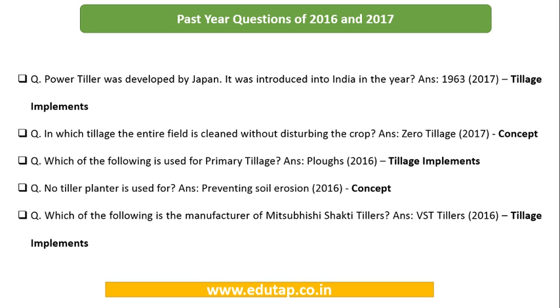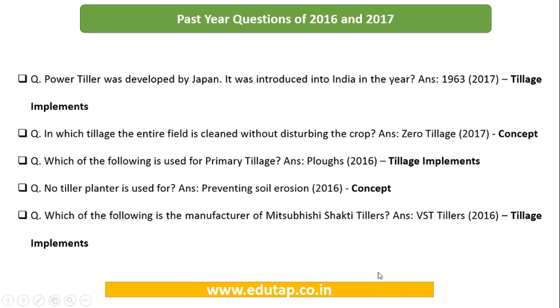So the first question says, power tiller was developed by Japan. It was introduced into India in which year? So if you can have a look at this question, the answer was 1963. Now this is a very fact oriented question. You need not have knowledge about any concept in this particular question, right?